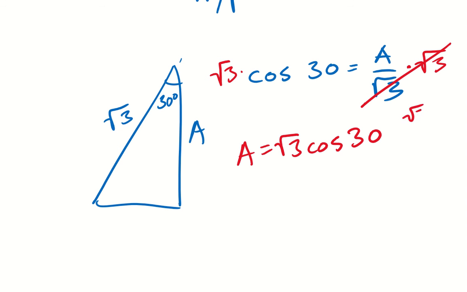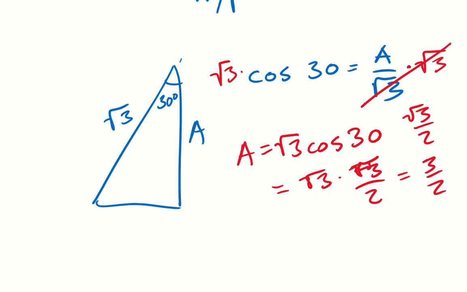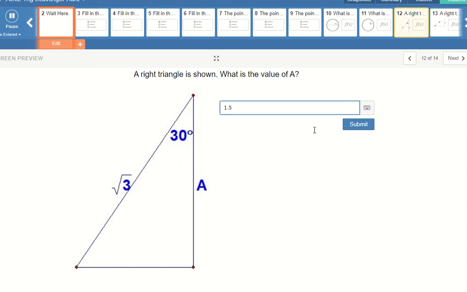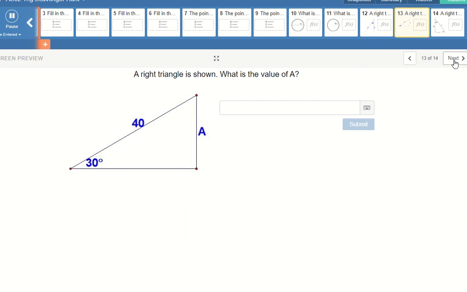Cosine of 30 is the square root of 3 over 2. So that equals square root of 3 times the square root of 3 over 2. Square root of 3 times the square root of 3, that's just 3. So it equals 3 over 2, or 1.5. There you go. And two more, right triangle.